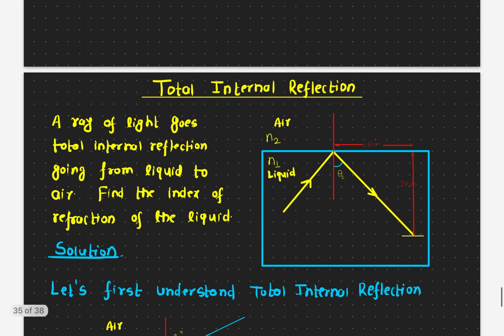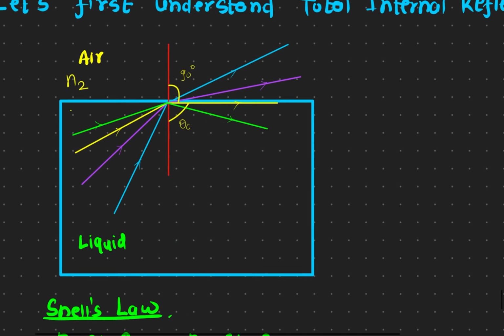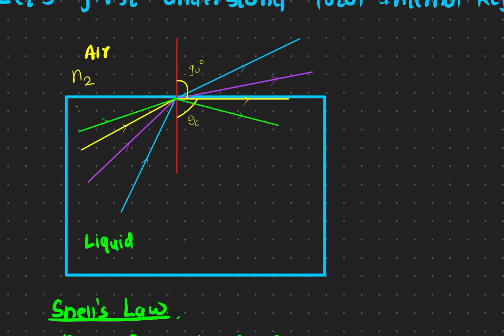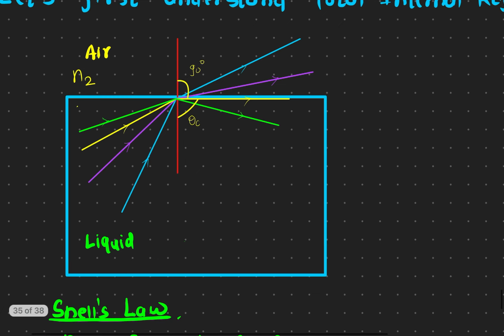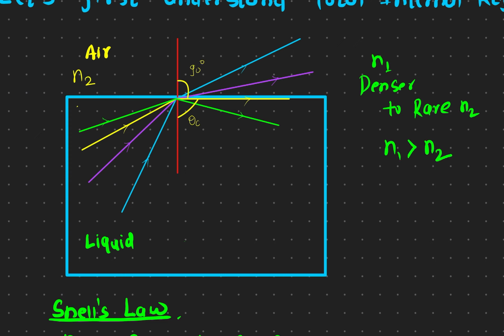In order to explain this one, I have made this picture here. Again, in order to have total internal reflection, light must go from denser medium to rare medium. So let me write down denser to rare. It must go. That means let's call them N1 and N2. So N1 must be greater than N2.